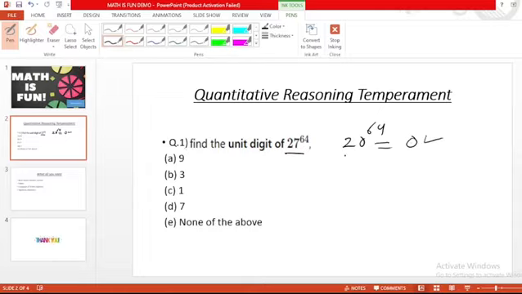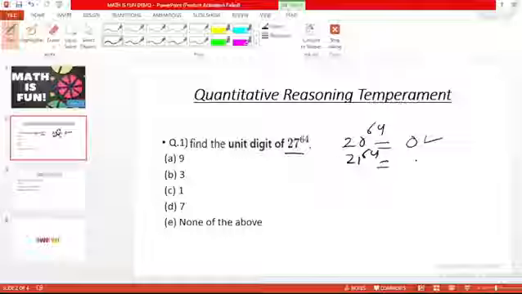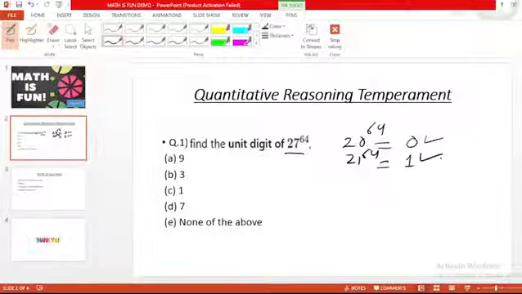Now take it further. 21 to the power of 64. What will be the unit digit? You will say 1 will be the correct answer. Fine. Now I take it further. 25 to the power of 64. What will be the unit digit? I'm very sure you will all say that 5 will be the unit digit.